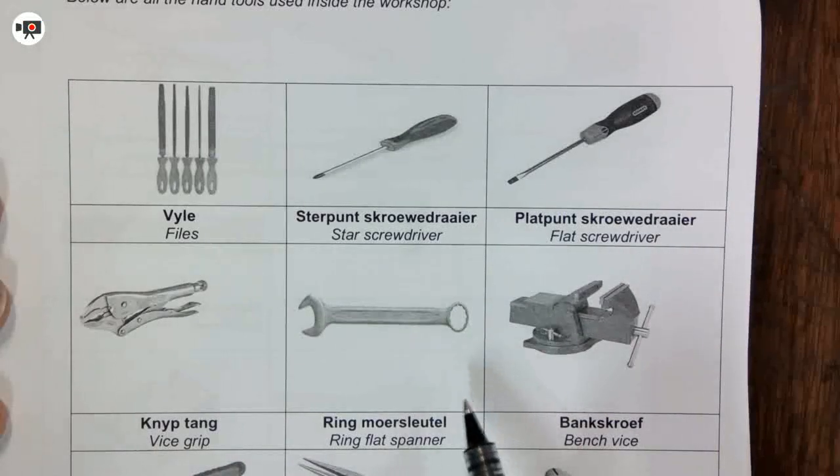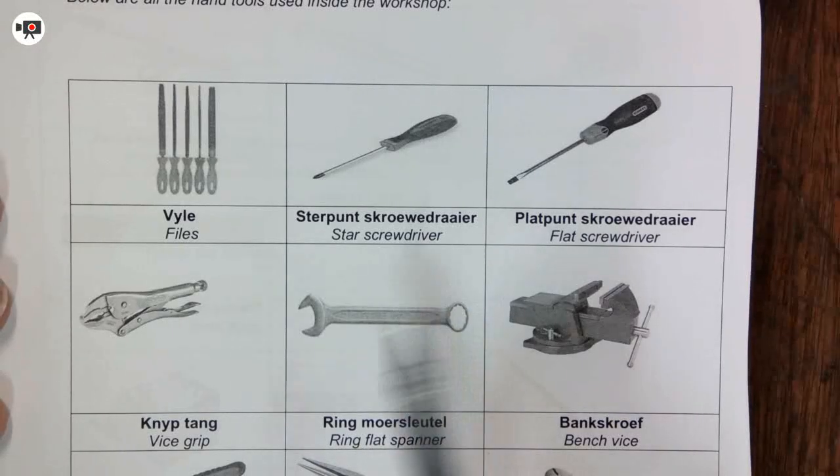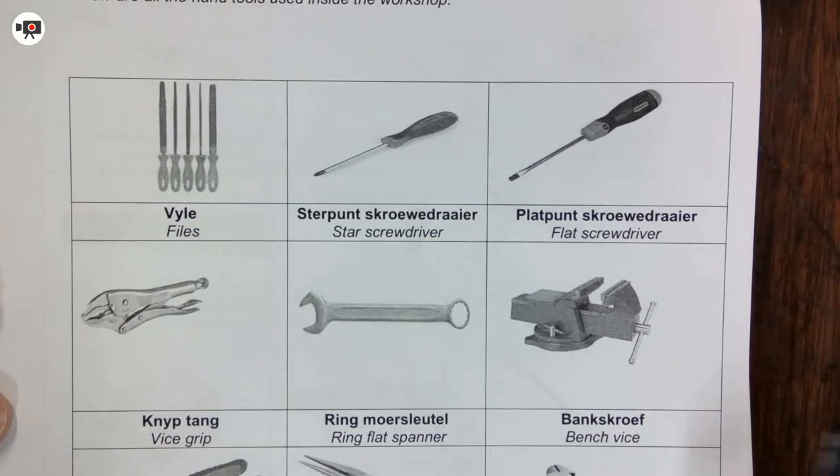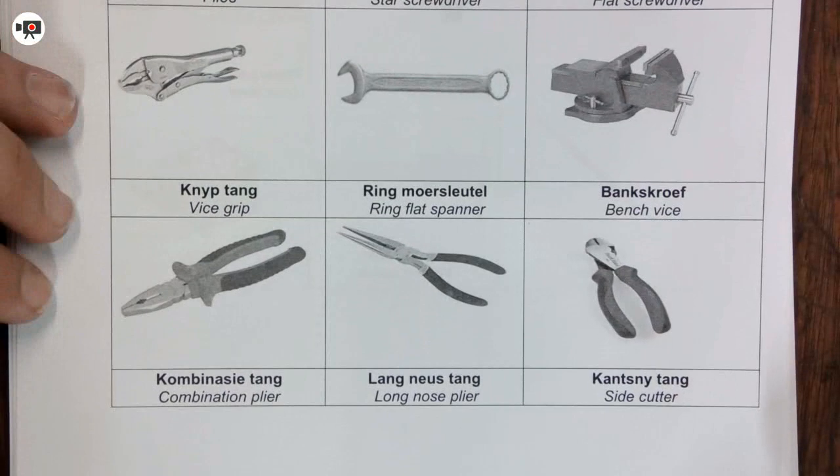The fifth one, it's a ring flat spanner. It has a flat end and it has a ring end. So a ring flat spanner. Then the sixth one, it's a bench vise, what you use to hold your materials when you are doing a project. Then we move down a bit.